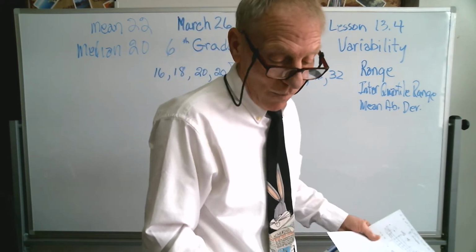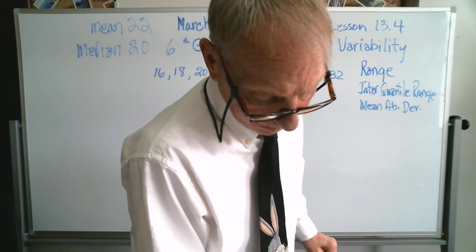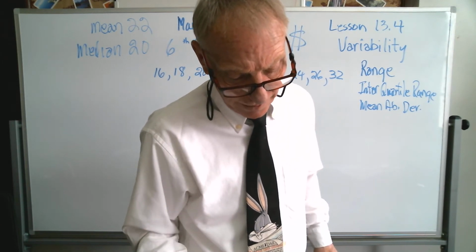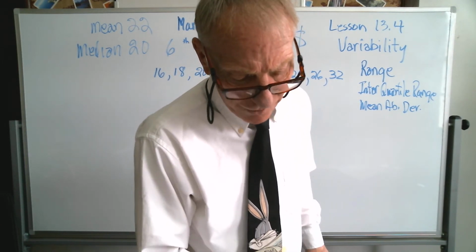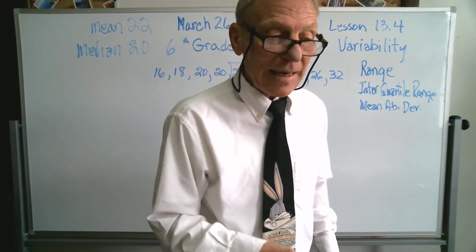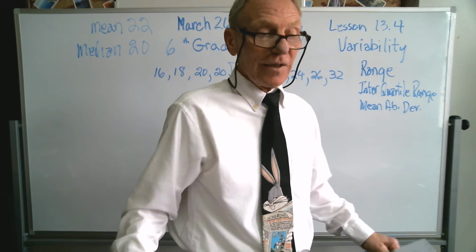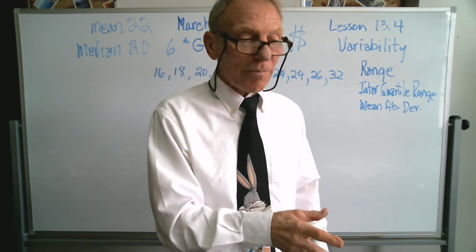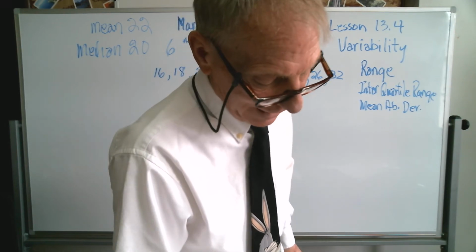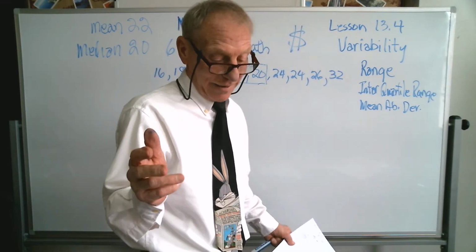Okay, so now what is this problem asking us to do? The chart shows the price of different varieties of dog food at a pet store. Find the range, the interquartile range, and the mean absolute deviation. This problem is going to rack your brain. But when you get it, you'll get it. You'll be able to do any of these problems.